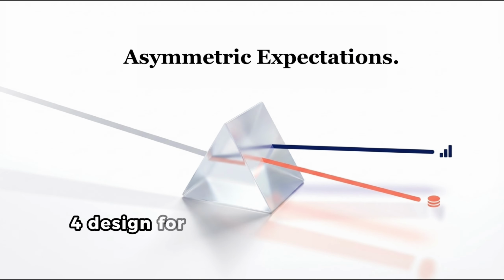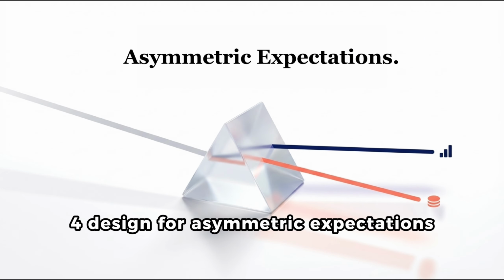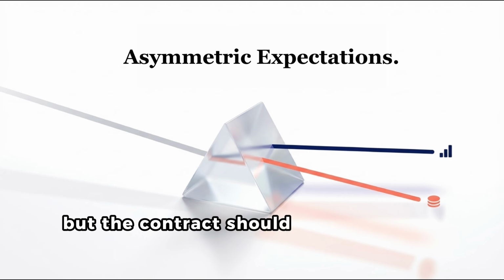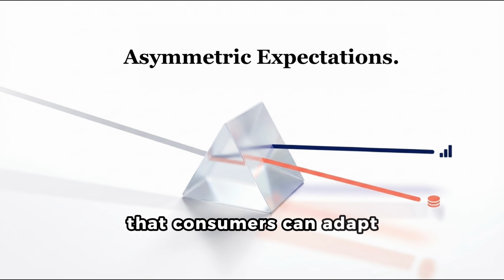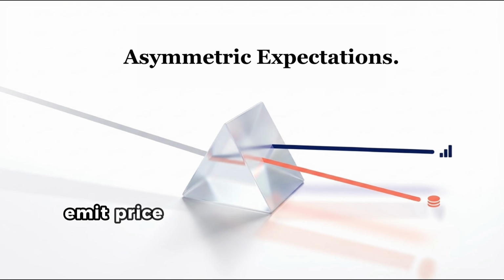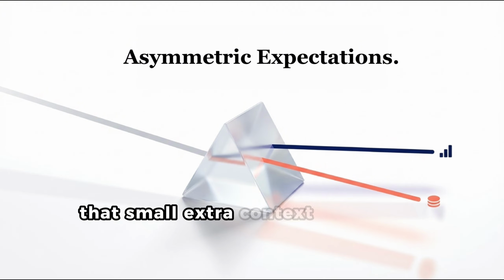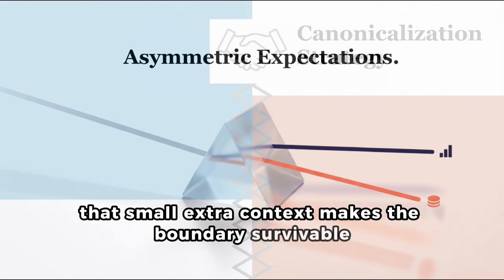4. Design for asymmetric expectations. The producer doesn't need to know every consumer's needs, but the contract should be rich enough that consumers can adapt. For example, emit price together with currency and price unit. That small extra context makes the boundary survivable.